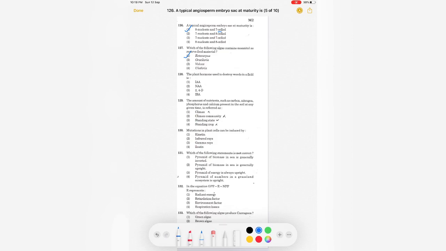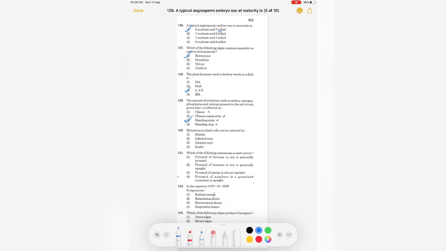Question number 128. The plant hormone used to destroy weeds in a field is 2,4-D. The 2,4-D is usually used to kill the dicot weeds. The correct answer is 3. Question number 129. Amount of nutrients such as carbon, nitrogen, phosphorus and calcium present in soil at any given time is referred to as. It's a direct question. The answer is standing state.